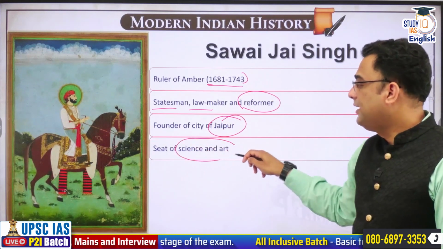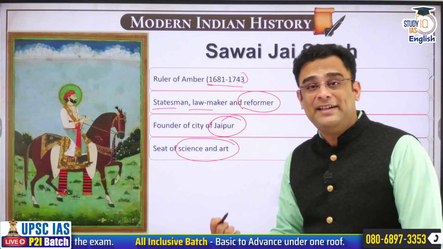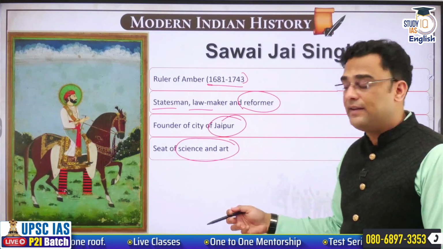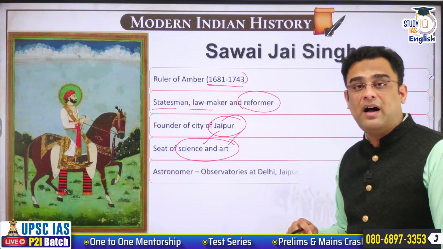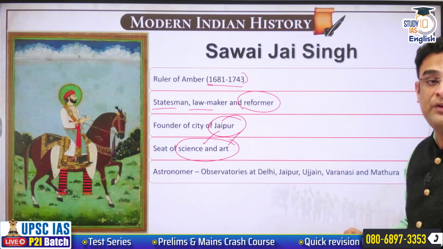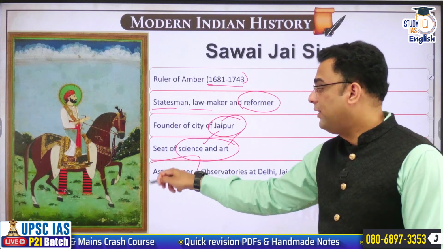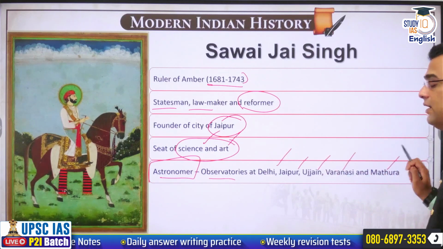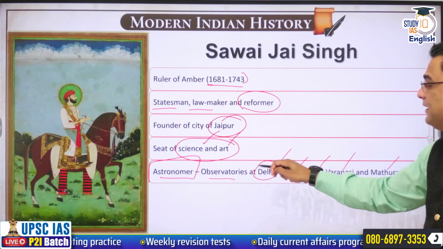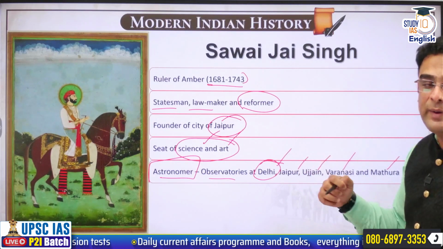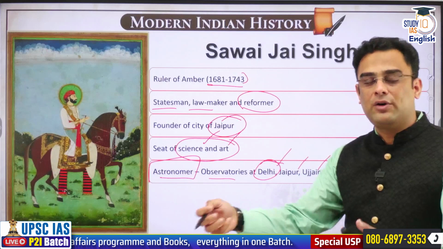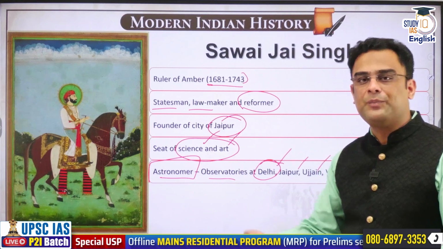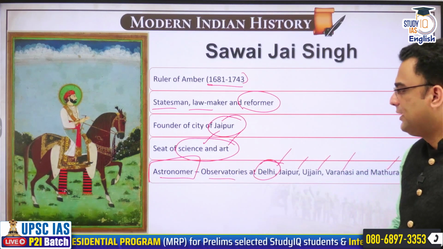He was a great believer in science in that day and age when India was unfortunately backward in science and technology. He was a man of science. He made the city a seat of science and art. He had great interest in different types of sciences, especially in the field of astronomy. He built observatories at Delhi, Jaipur, Ujjain, Varanasi, and Mathura. So this is basically the Jantar Mantar that we have in Delhi, which has now become famous for organizing protests on any issues. So if you want to protest against some issue, with due permission, Jantar Mantar is the place where you can do that in a democratic manner.